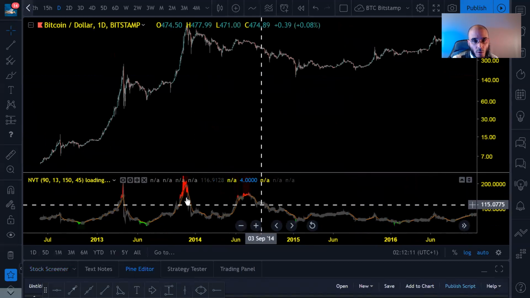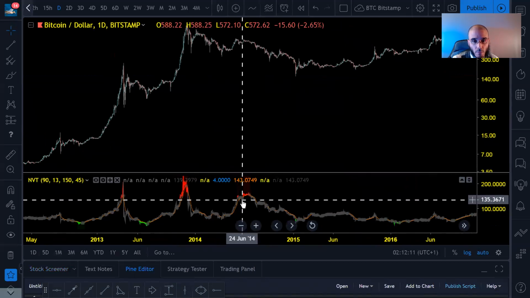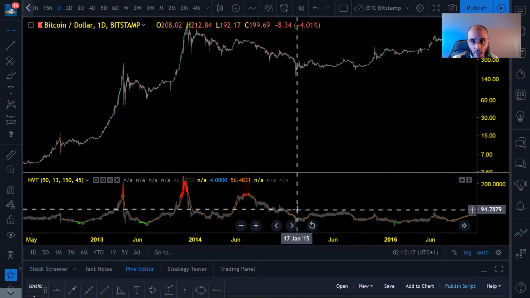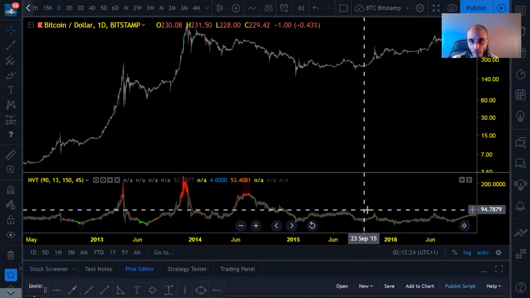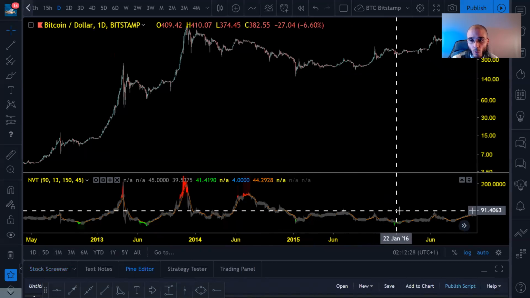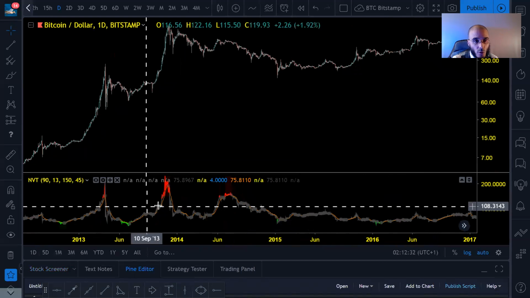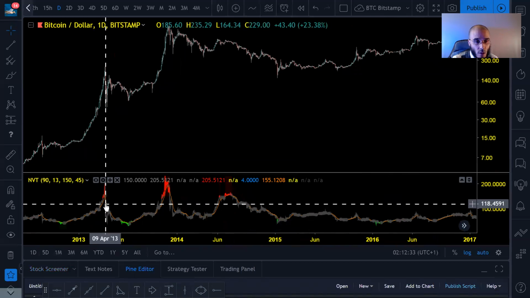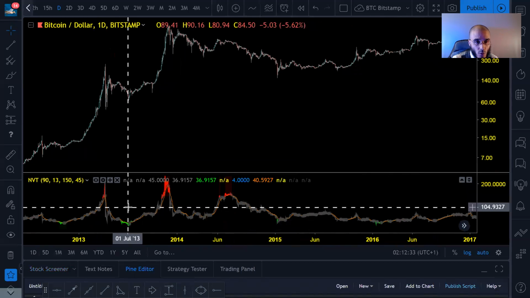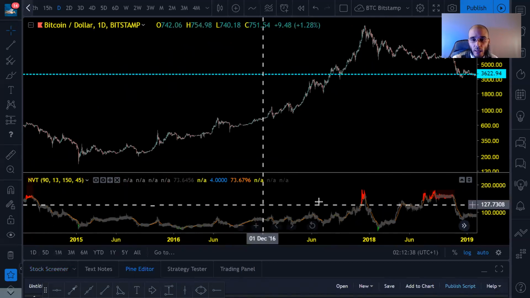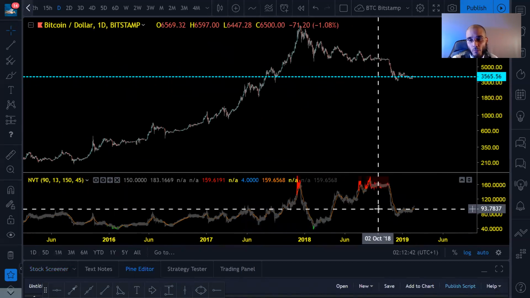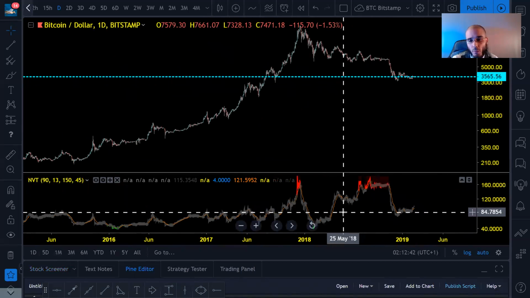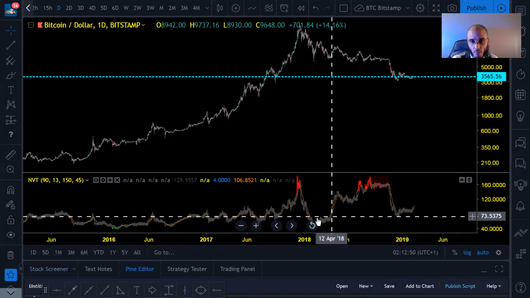If we look at the last bear market, it told you to short at the top, then it told you to short again here. Here it gave you the bottom of the bear market actually, and then it told you to go long, so you could go long here, and it told you to go long here again. So NVT is very good. And even here, the last time the price dropped, it told you to short at the top, and it told you to go long at the low. So NVT is a great indicator to tell you if you should be short or long. And right now you should be short.